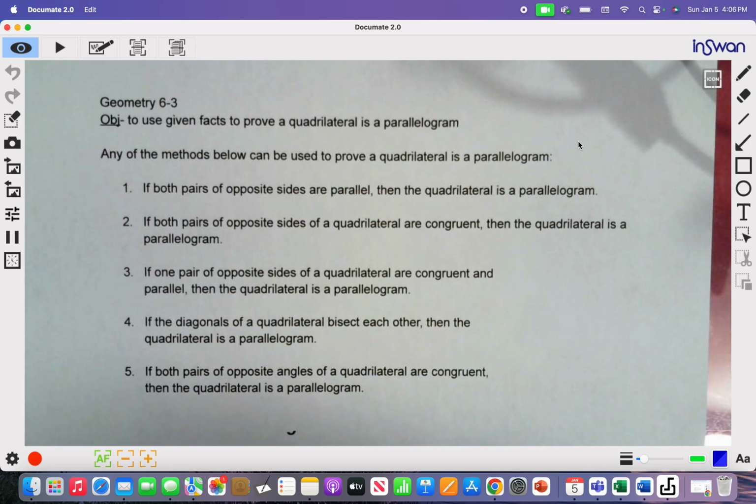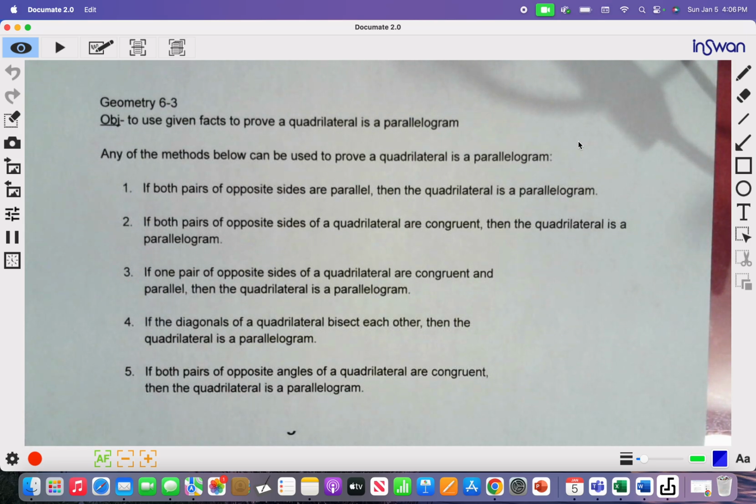Section 6-3, and in this section we are using the given facts to prove that a quadrilateral is a parallelogram. So in the last section we learned about all of the properties of parallelograms. Now we're proving it. Is it or is it not a parallelogram based off of what they're giving us? So any of the following methods could be used.